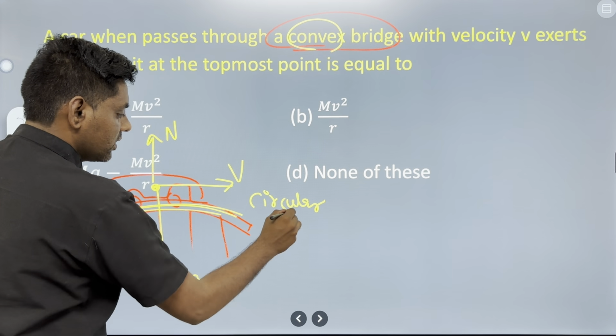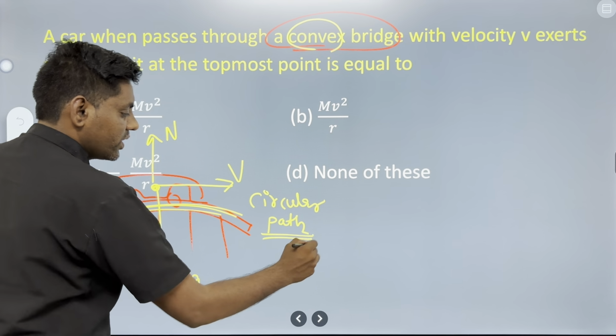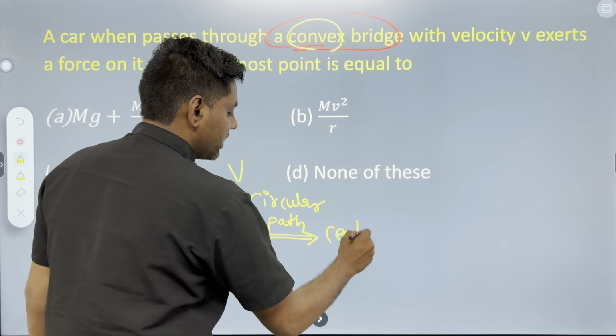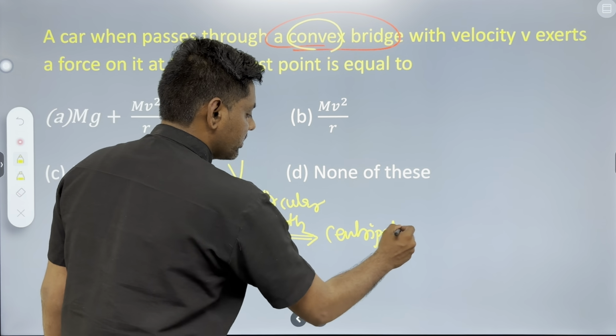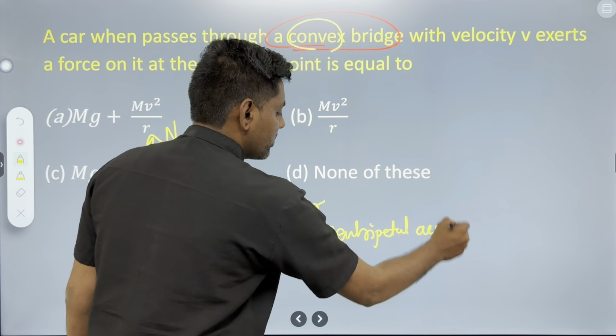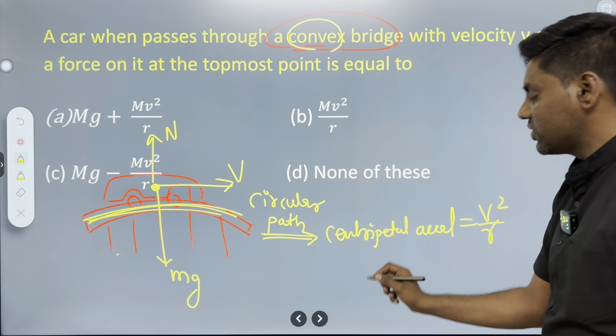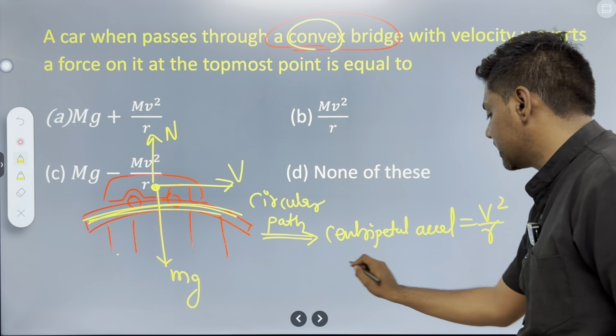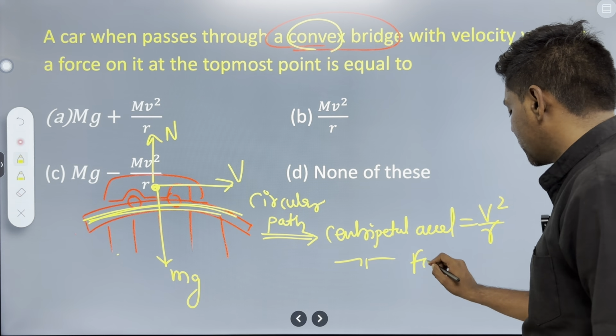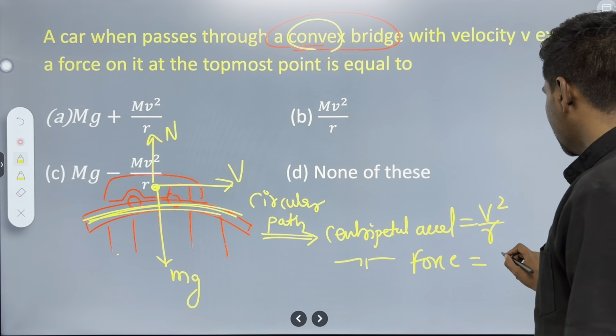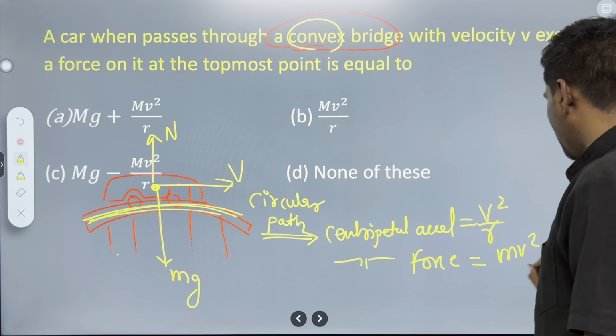If it is a circular path, who is responsible for that? That is centripetal acceleration. And what is the magnitude of centripetal acceleration? That is v square upon r. Or which force acts on that car? That is centripetal force. What is the magnitude of centripetal force? That is mv square upon r.